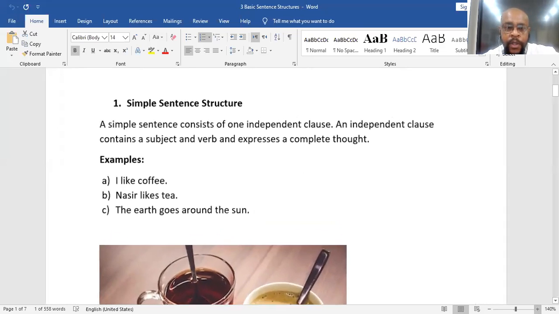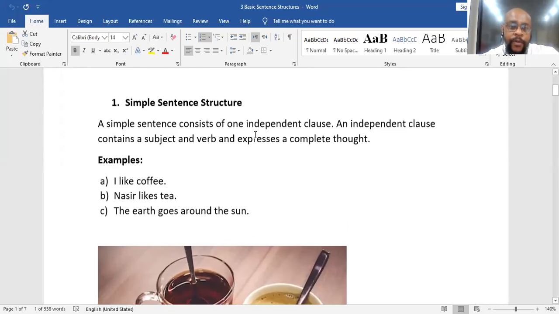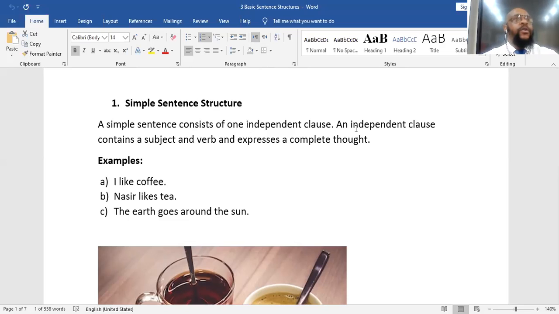Let me just zoom in here. The first one I'm going to start with is the first one that's listed on there, and that is a simple sentence. And the definition of it is that it's a sentence that consists only of one independent clause, an independent clause that contains a subject and a verb, and it expresses a complete thought.